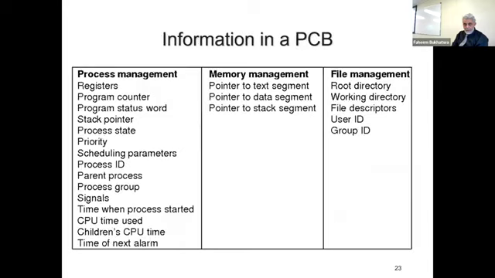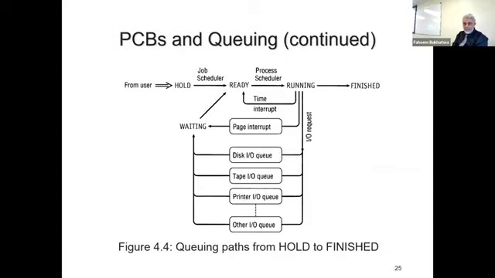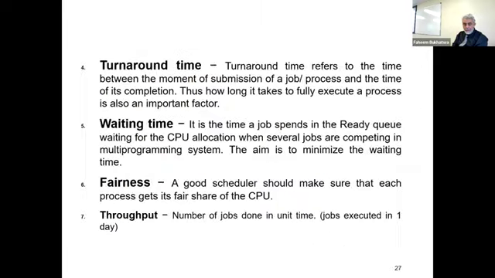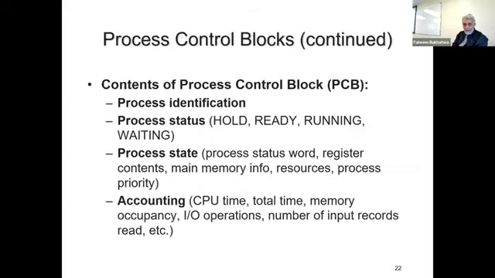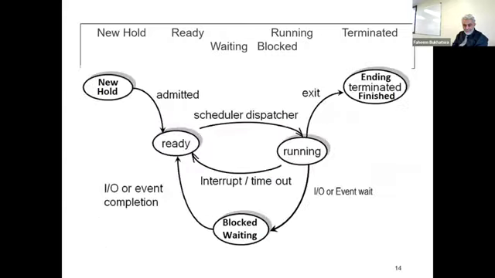Okay, let me ask you another question. So this is the kind of information you see in the PCB. You can look at it later. But I want to ask a question here. Let's go back to this one. What will cause a program or a process to leave one state and go into the next?